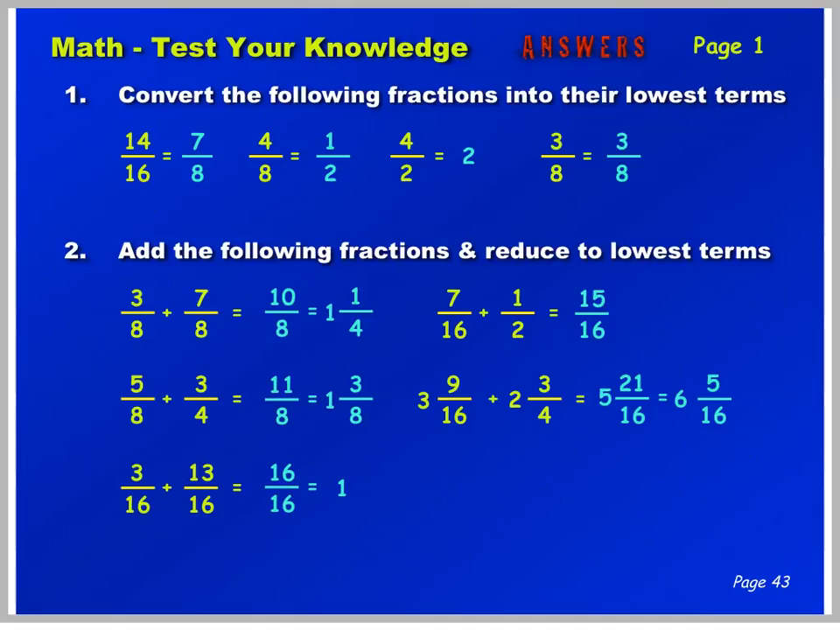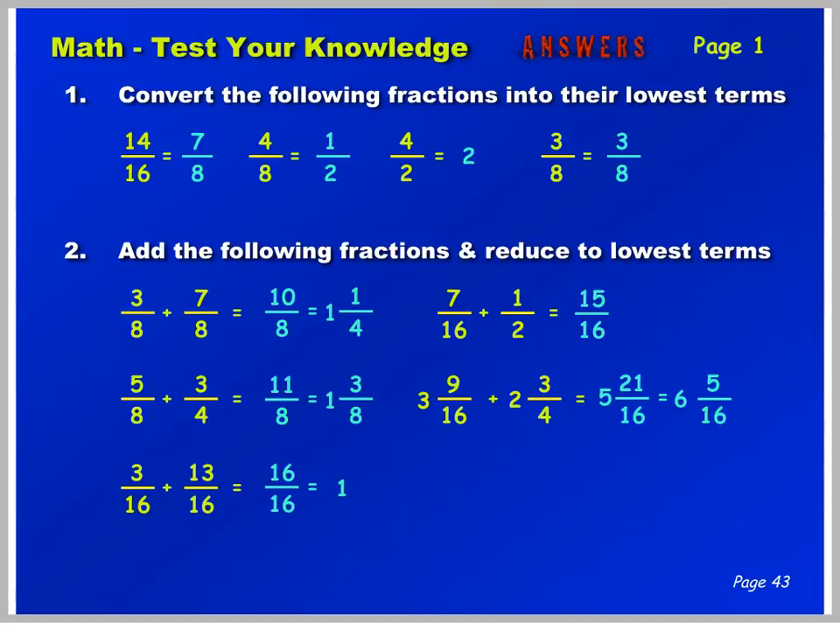Number 1, convert the following fractions into their lowest terms. 14/16 can be reduced to 7/8. 4/8 can be reduced to 1/2. It's interesting here, we have 4/2 can be reduced to 2. And here we have 3/8, and it's already in its lowest terms, 3/8.